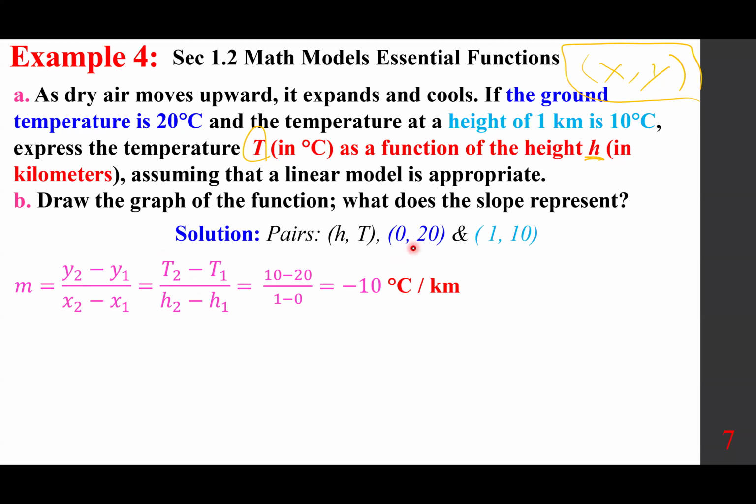Because we have this one, everybody, remember we can use y equals mx plus b if we were using x and y, but we're going to use h and t. Therefore, y is t and x is h. And obviously this is 0 comma b. So this is b. T is negative 10h plus 20.